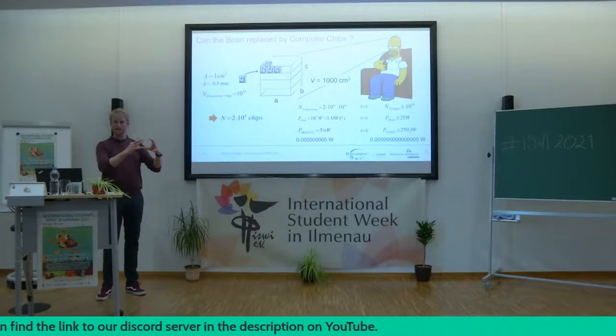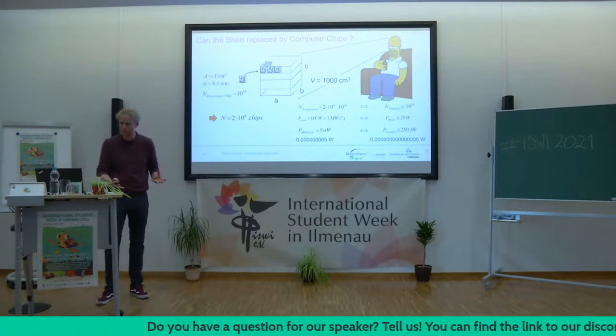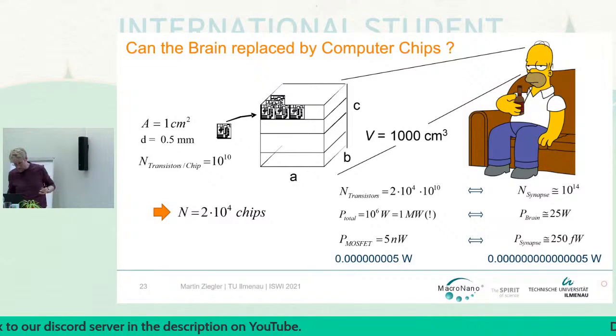You do not have to imagine a lot: you cannot put 1 megawatt into that space. It is impossible to do. So we are in a problem. A naive or stupid approach of just replacing the brain will not work. So the question is, what can we do?